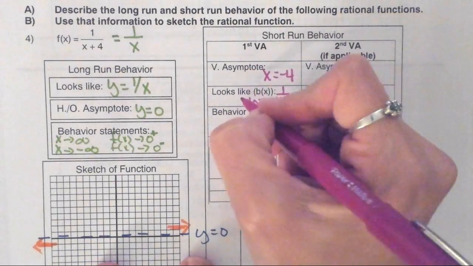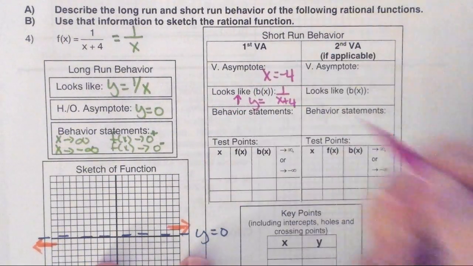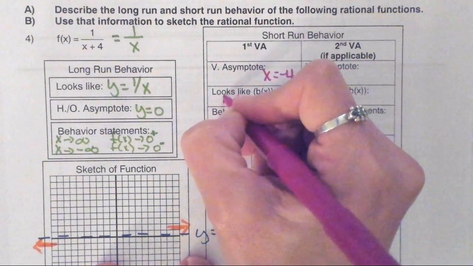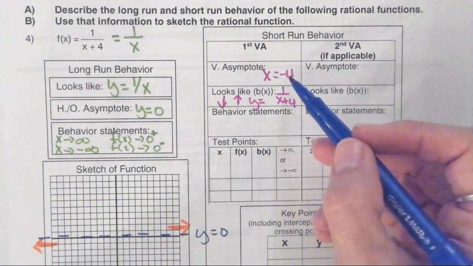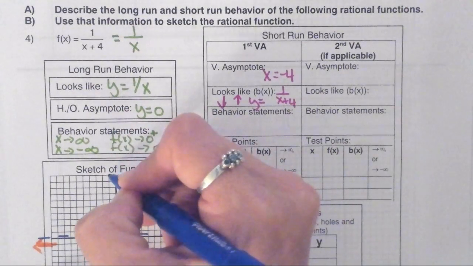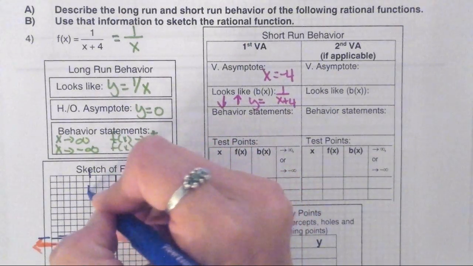Because it's a positive, I'm going to go up on the right side of the asymptote, and I'm going to go down on the left side of the asymptote. And I'm drawing arrows there to help me remember. You don't have to do that. It's just something I like to do. So I'm going to go draw a line at x equals negative 4. 1, 2, 3, 4.